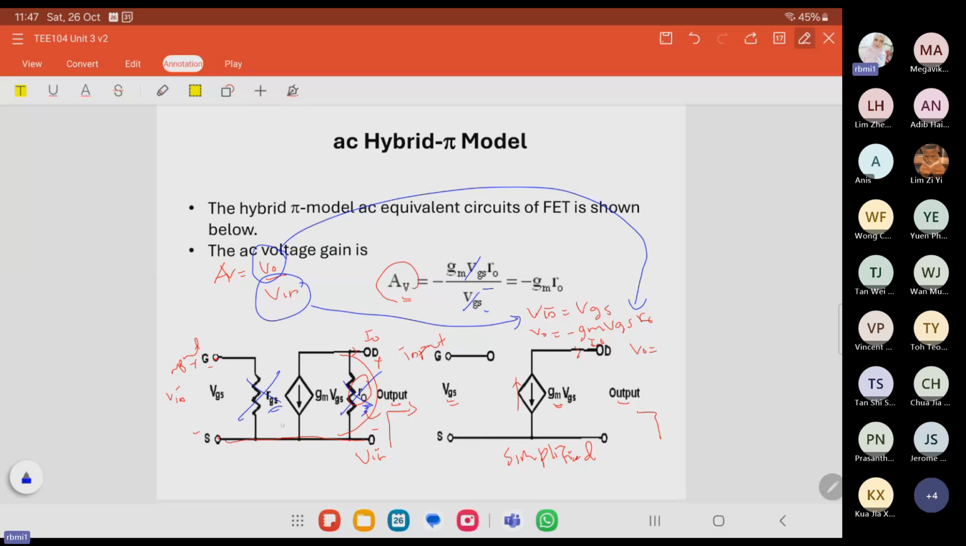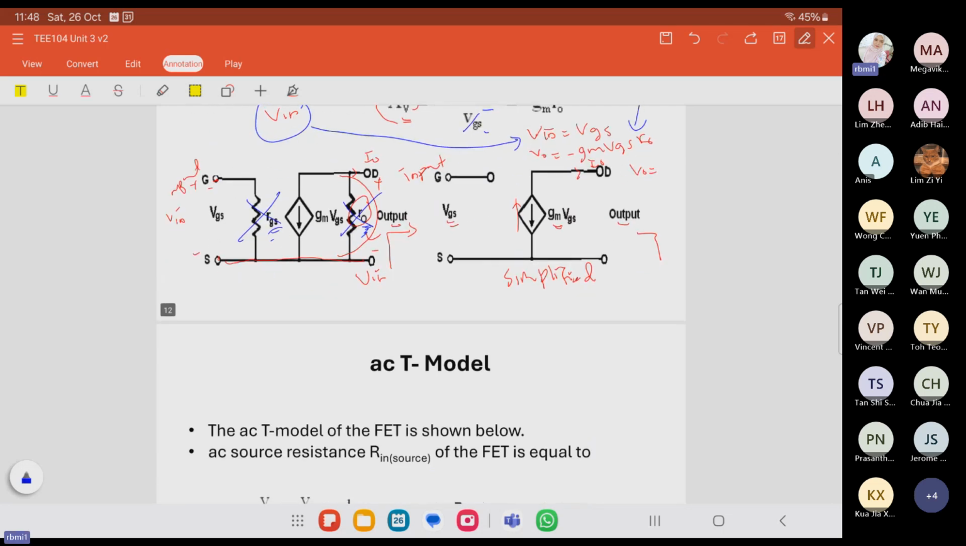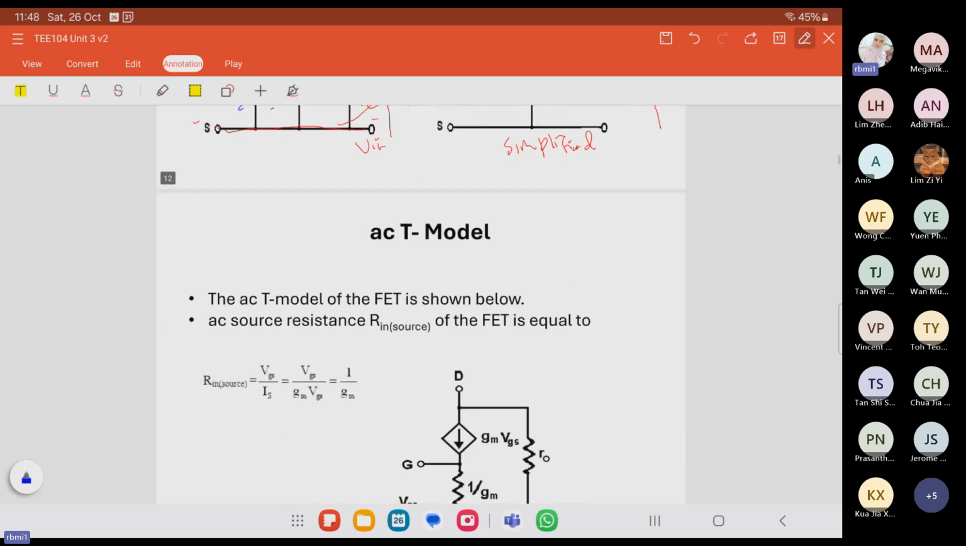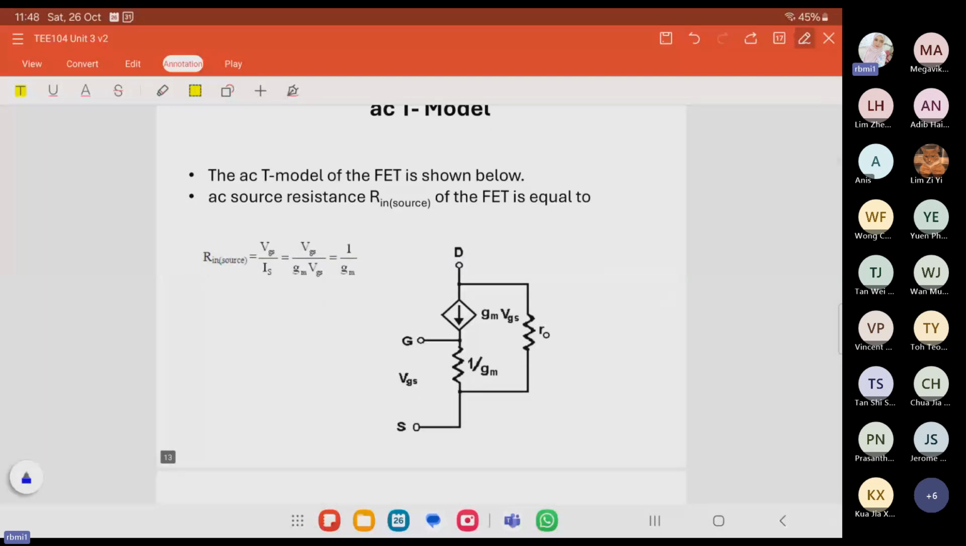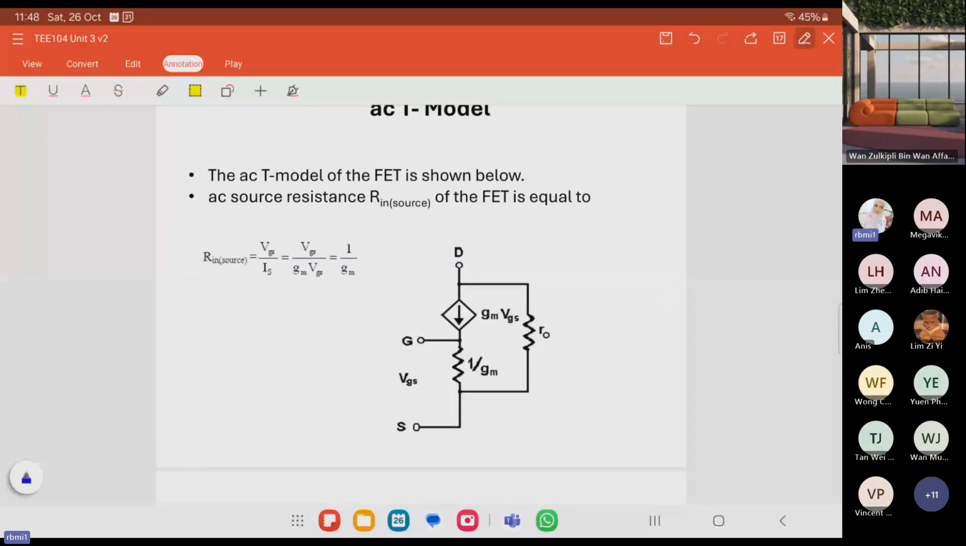Okay, if we consider RGS and R naught is a very large value, it depends on the question. Sometimes if the question mentions the value of RGS and R naught, then you should put the value in the circuit. Okay, this is the AC model of the JFET or MOSFET AC equivalent circuit.